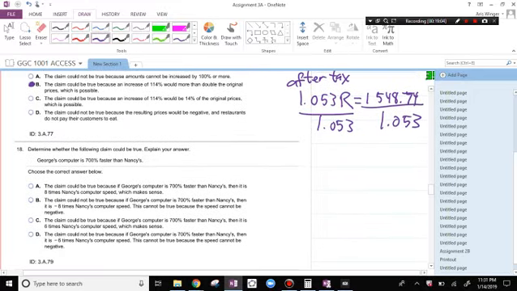Explain whether the following claim could be true. George's computer is 700% faster than Nancy's. That's perfectly okay. That means it's 8 times as fast, right? So the claim could be true. If George's computer is 700% faster than Nancy's, then it is 8 times Nancy's computer speed, which makes sense. That is okay. Let's see if the other ones are okay.